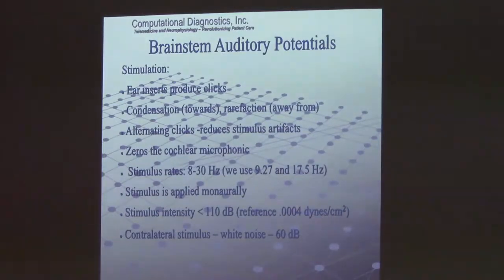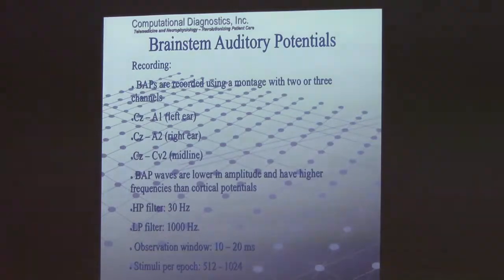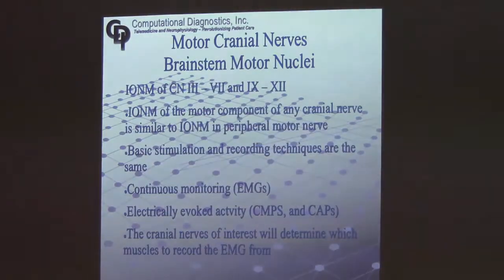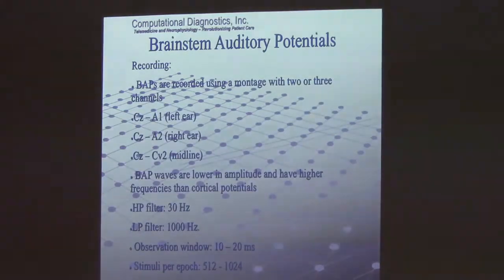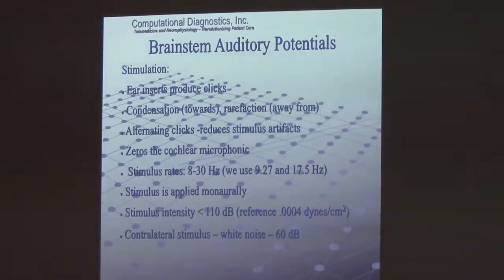So, the stimulus rates that we use are between 8 and 30 hertz, and we typically use either 9.27 or 17.5. If the patient has good hearing, we'll use the higher stimulus rate, so we'll stimulate at 17 hertz, 17 times per second. If they have poor hearing, we use the lower stimulus rate because it gives more time for the stimuli to be conducted afferently.